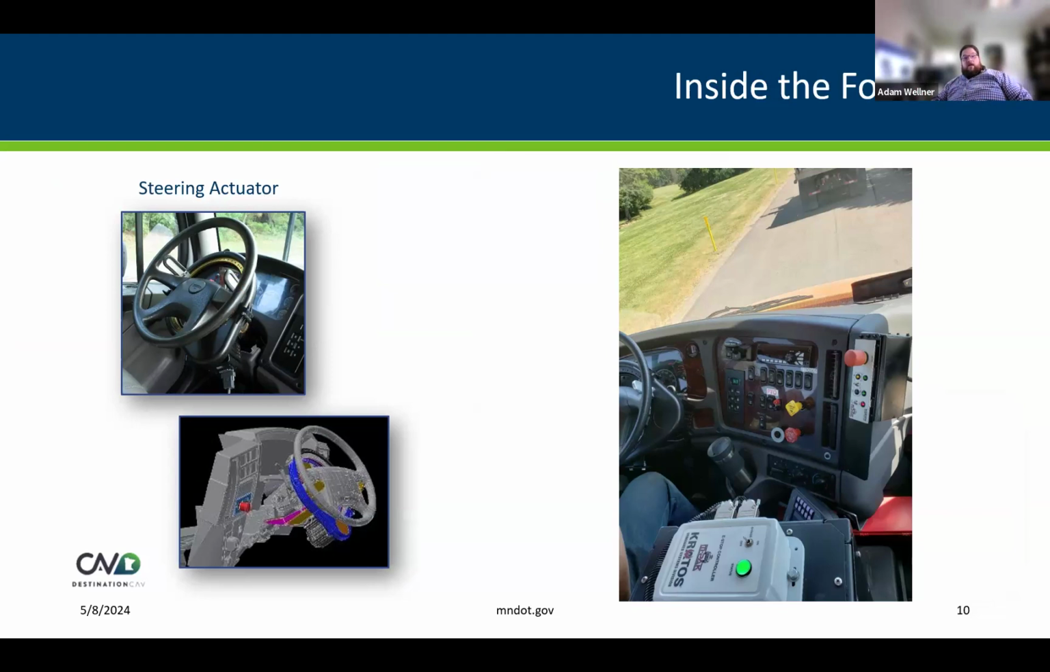The follower truck has some additional hardware installed. It's also got the emergency stop buttons and some controls in there, but it also has equipment to actually control the vehicle.